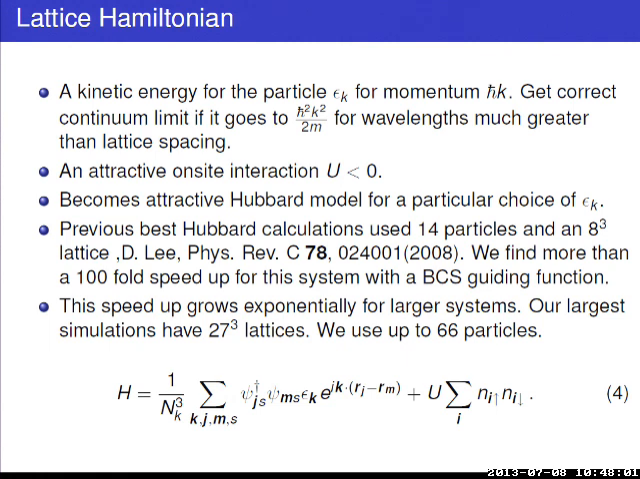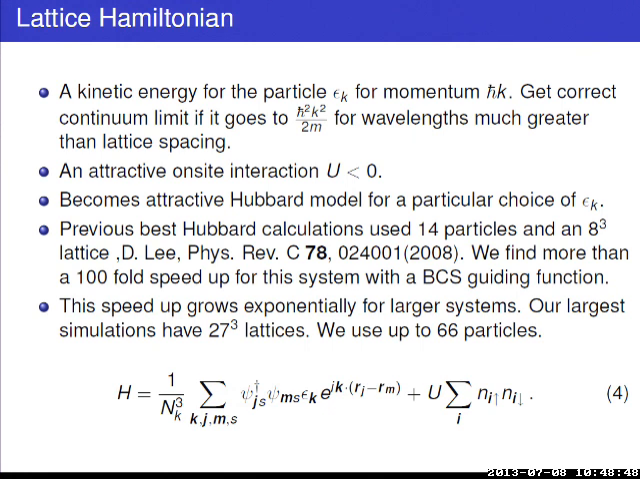Now, the kinetic energy for the particle is the usual E_k for momentum h bar k. And to get the correct continuum limit, it must go to the standard p squared over 2m for wavelengths much larger than the lattice spacing. So if you take nearest neighbor hopping, then you get the usual attractive Hubbard model. And then Dean here has calculated these on an 8-cube lattice in the grand canonical ensemble.